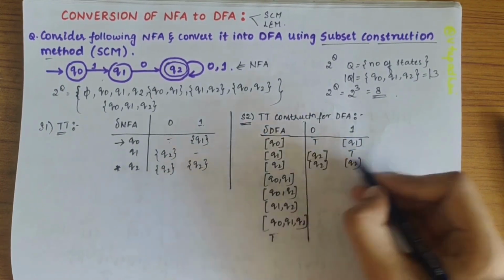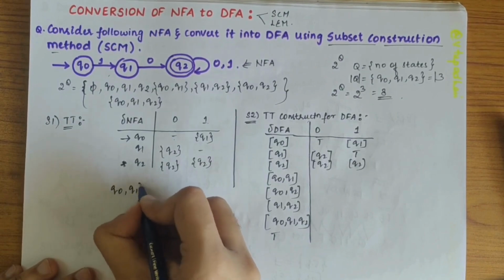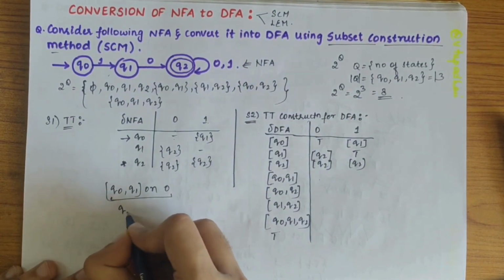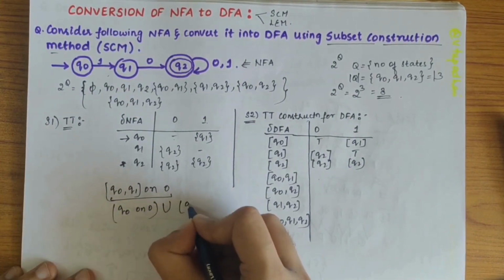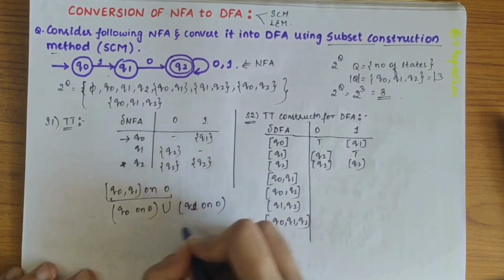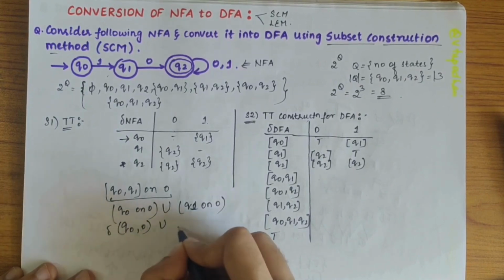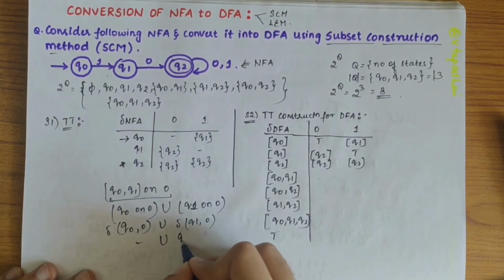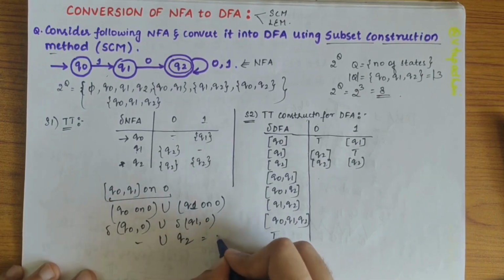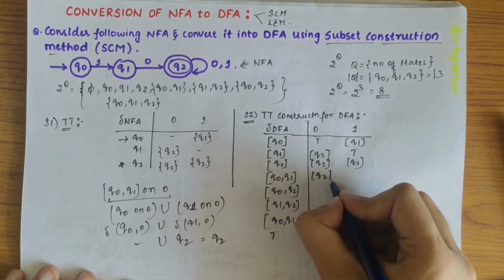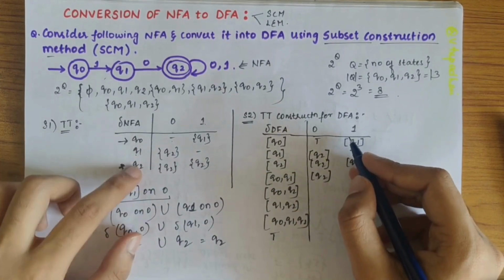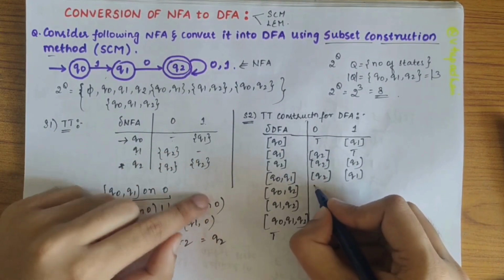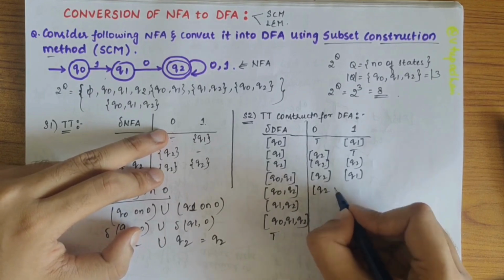Here q0, q1 is there, so I'll write it here. q0, q1 on 0, we need to find out, right? So this can be written as q0 on 0 union q1 on 0. q0 on 0 is null. Union q1 on 0 is q2. Null union q2 is q2 itself, so here we'll write q2. q0 q1 on 1: q1 and null union is q1 itself. So here q0 q2, combining these two we get q2.